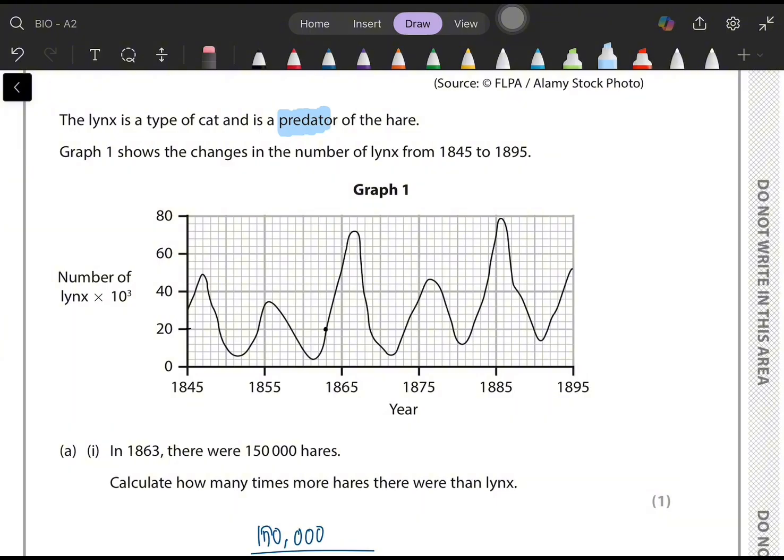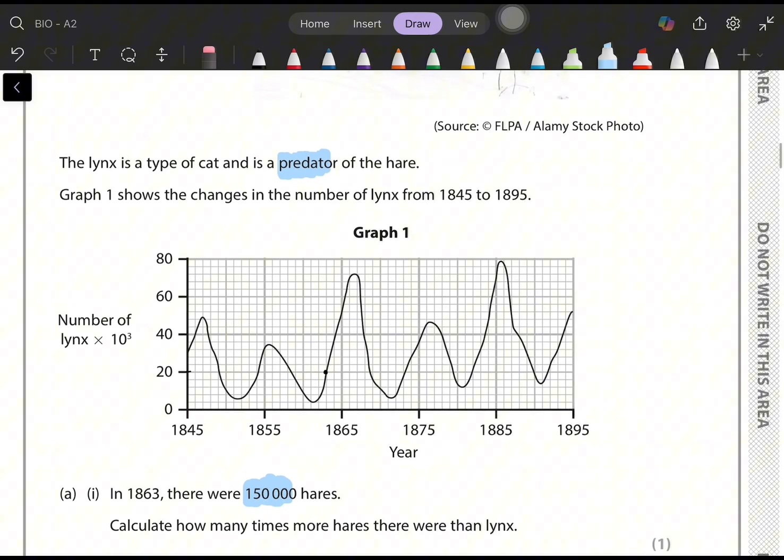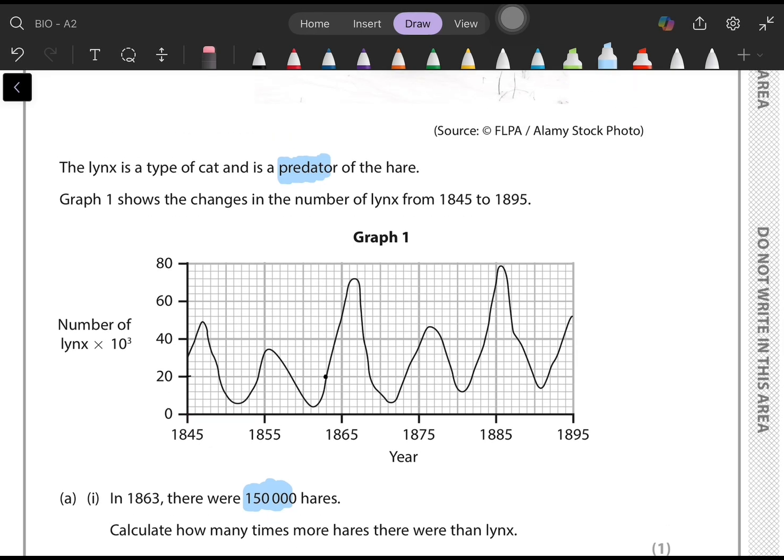In 1863, there were 15,000 hares. Calculate how many times more the number of hares were than the number of lynx. So let's find out the number of lynx in 1863. So this is 1863: 1860, 61, 62, 63. And the corresponding part of the graph shows the number of lynx is going to be 20.